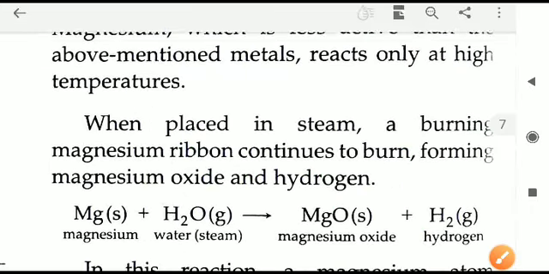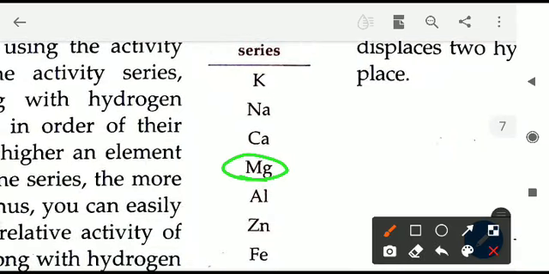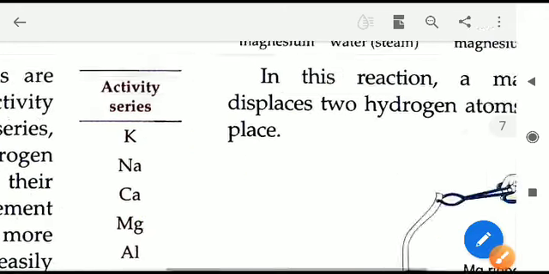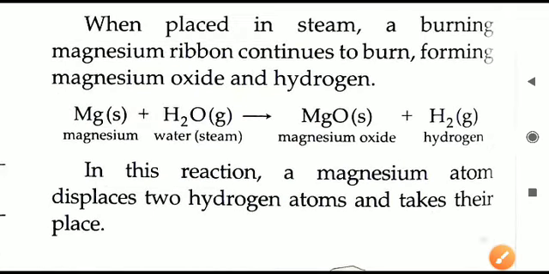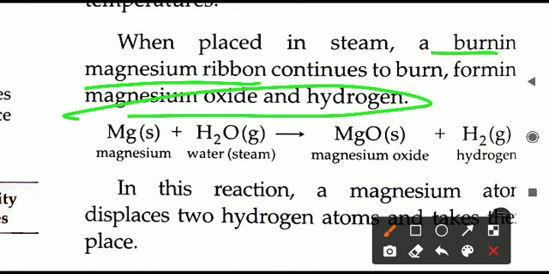Similarly, magnesium, which is less reactive than these metals, you can see magnesium is here at the fourth position. Sodium, potassium and calcium, all these reactions we have seen. Now we will look at magnesium. So when we take a burning magnesium ribbon, it will continue to burn, and what will be produced? Magnesium hydroxide. A burning magnesium ribbon, whenever you are putting it in steam, this time the cold water reaction will not take place.